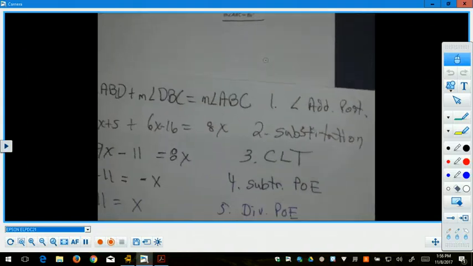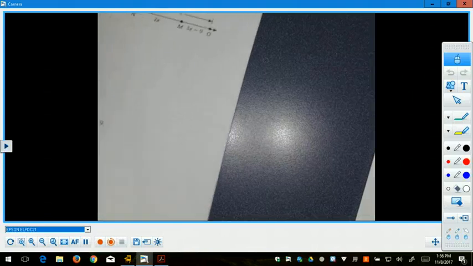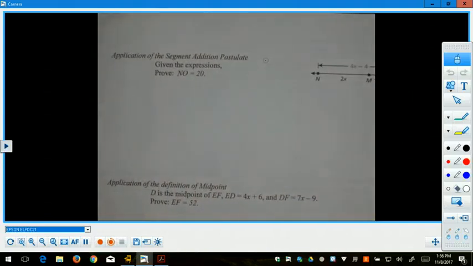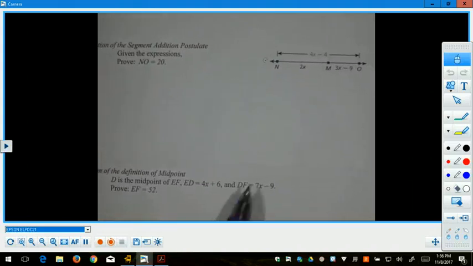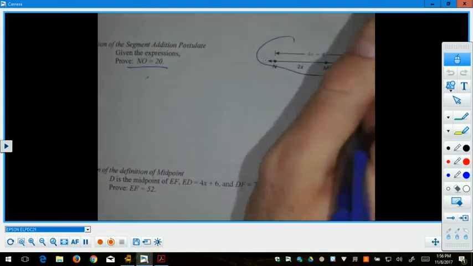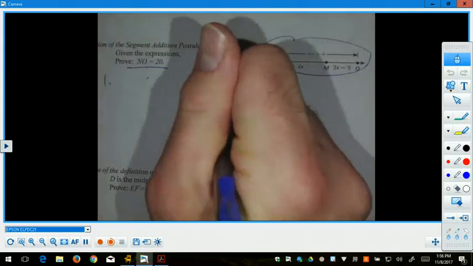So there's some supplemental examples. I'm going to go over just a couple more real quick, 2 more actually. The segment addition postulate, which has this nifty picture. We're supposed to prove this. So we're given all of this. That's kind of like our given.